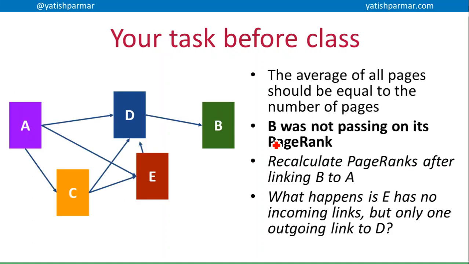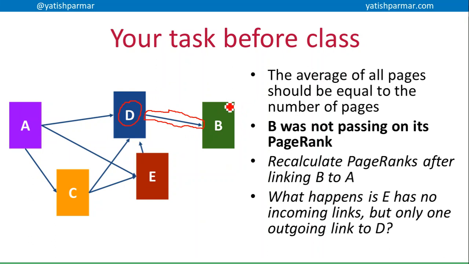So here's something interesting. The actual average of all pages should be equal to the number of pages. In the example we were looking at, B wasn't passing on its rank. It was hogging the rank from D, because remember D was quite highly ranked because lots of pages linked to it, and D was passing all of its rank to B because it only had one outgoing link. So B was just holding on to its really weighty rank.